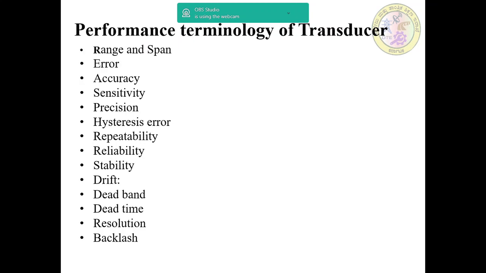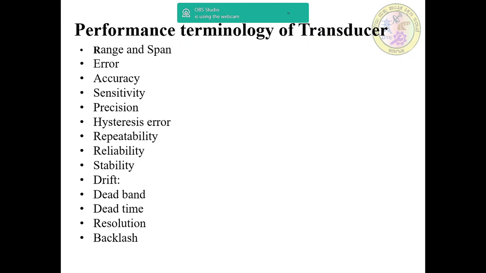Next we'll go for performance terminologies of transducers. We'll discuss them one by one. First we'll take range and span. The range of a transducer defines the limits between which the inputs can vary. The difference between the limits, that is the maximum value minus the minimum value, is known as span.